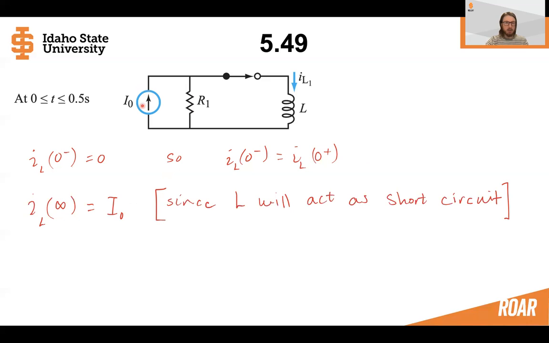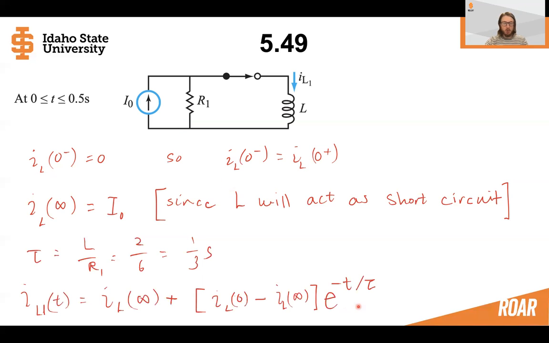We know that because after a long time nothing is going to be changing anymore, and so this inductor is going to be acting as a short circuit. So all of this current will go through the inductor instead of any of it going through the resistor. Then we can come up with a time constant because we know the inductance and we know resistor 1. Putting these all together, we have this equation for the current through an inductor. Let's call this IL1 because this is the first part of the equation that we're going to write. It gives the current from 0 to 0.5.